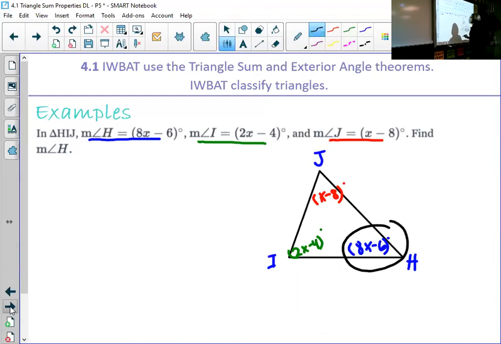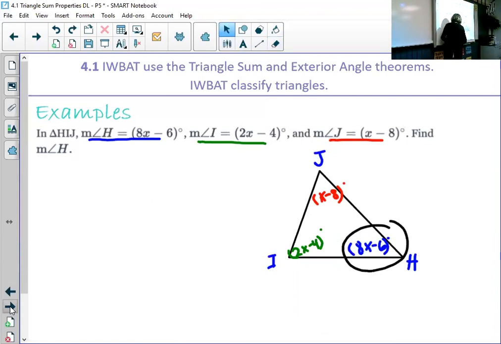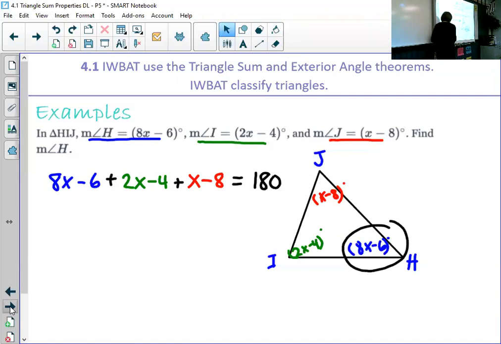So I can add all three together. Let me color code it. So angle H is 8x minus 6. Angle I is 2x minus 4. Angle J is x minus 8. And I know that needs to be equal to 180 degrees. Again, find your like terms. So go ahead, and I want you to solve it. Practice solving.